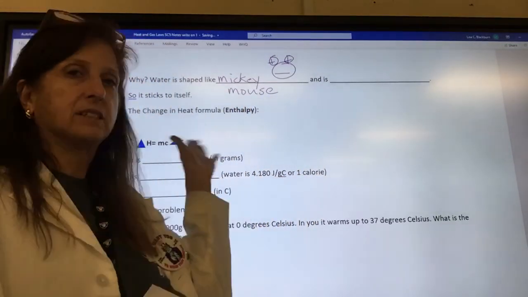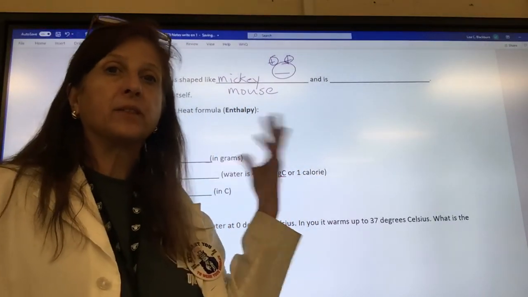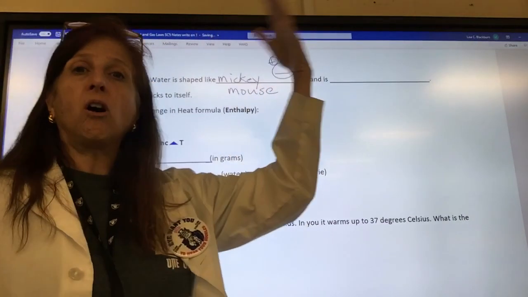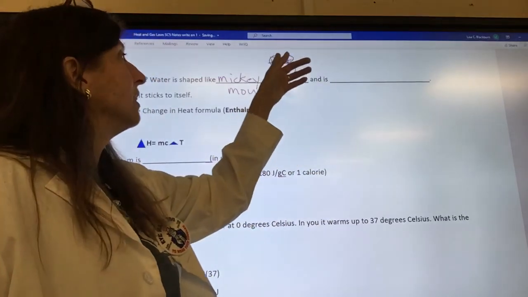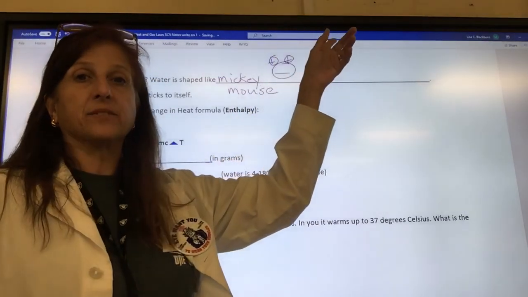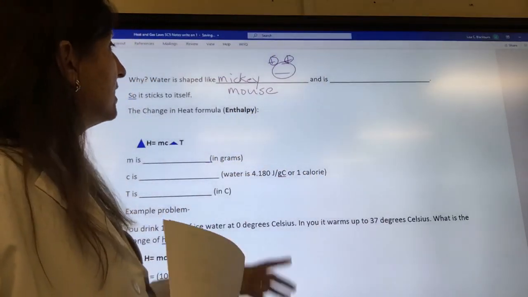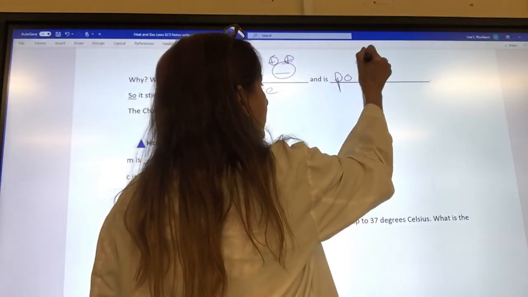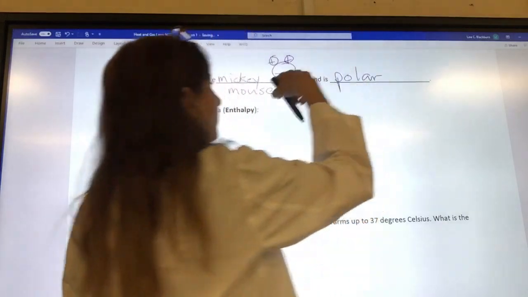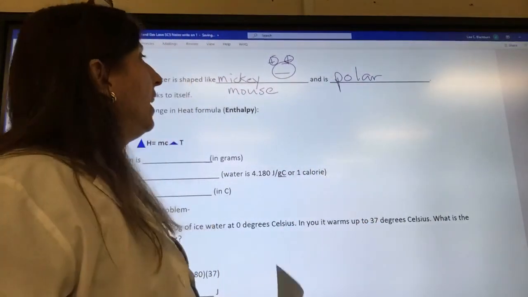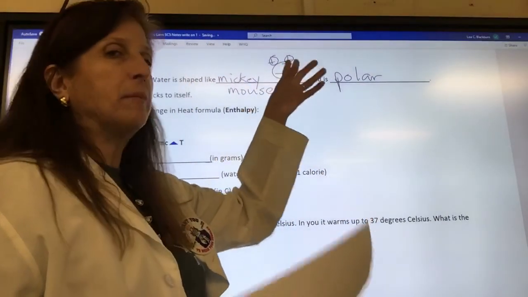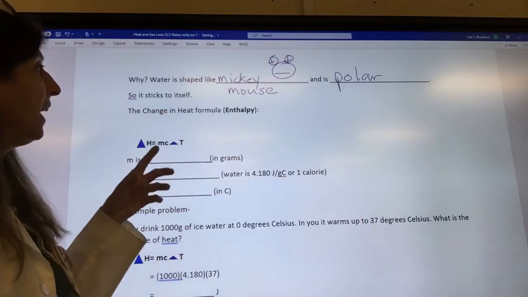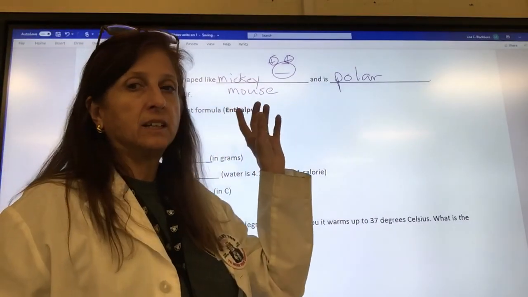It's because oxygen's a bully and is a hog with the electrons. And so it ends up being more negative, and the hydrogens, who hardly ever get to see the electrons, are kind of positive because they never get to see their electrons. So it looks like Mickey Mouse, and it's polar. It has positive ends and negative ends, just like our Earth has ice ends, and that makes water stick to itself.